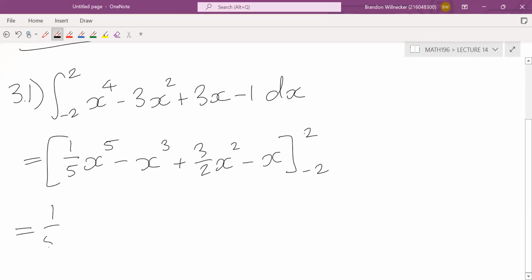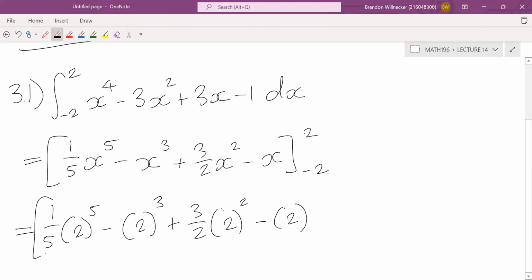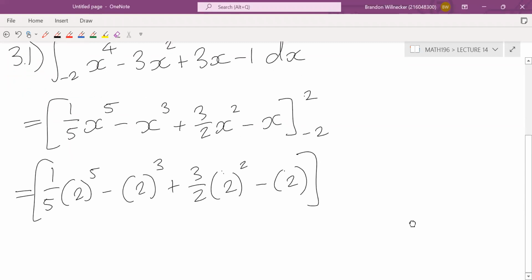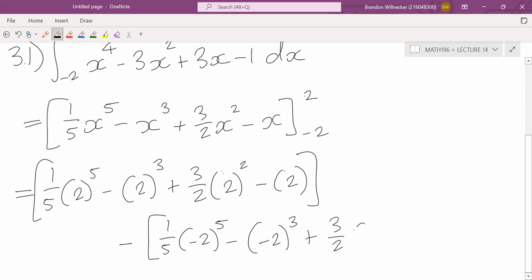So this is going to be 1/5 of 2 to the 5 minus 2 to the 3 plus 3/2 of 2 squared minus 2. So that's evaluating at the upper bound, minus, we now evaluate at the lower bound. So it's going to be 1/5 of minus 2 to the 5 minus minus 2 cubed plus 3/2 of minus 2 squared minus minus 2.